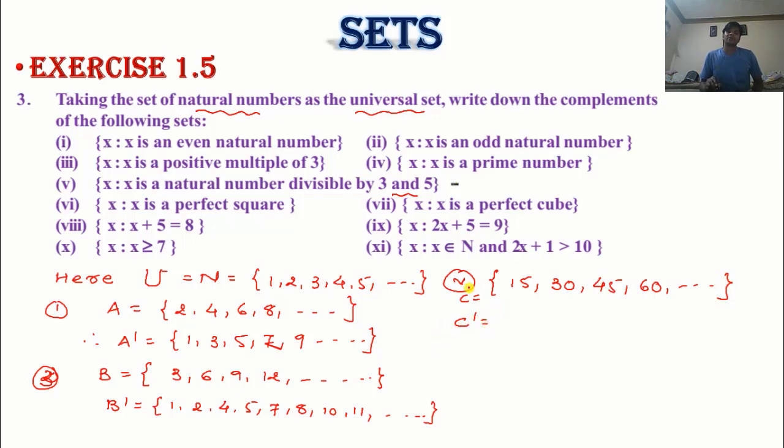C dash equals firstly 1 to 14 you get. All the numbers, you have to write the complement. So in C dash you get 1, 2, 3 up to 14. Then afterward you cannot include 15, so you get 16, 17, 18 up to 29. Then again the same process, you cannot include 30, so you get 31, 32 and so on. By that way you get the pattern. So this will be your C dash.